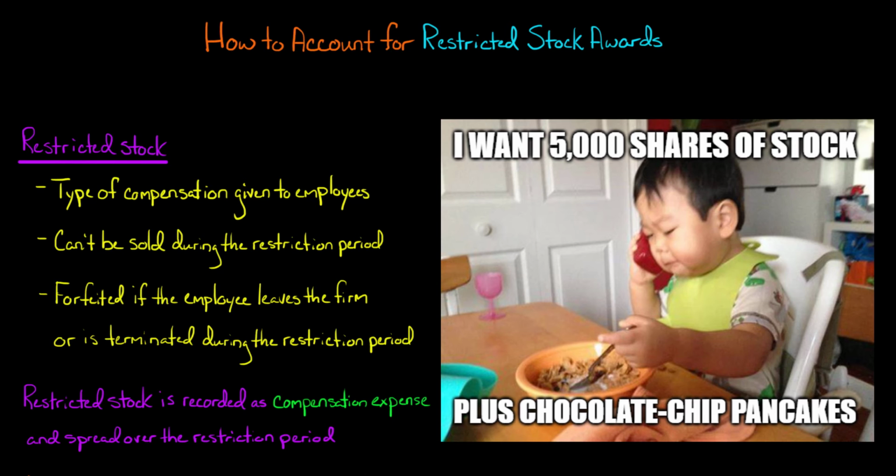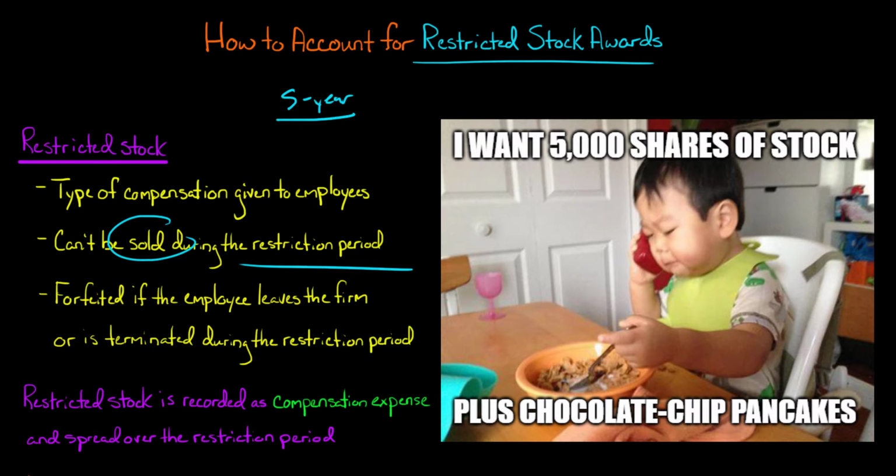In this video, I want to talk about how to account for restricted stock awards. Restricted stock is a type of compensation that companies give to their employees, typically to the CEO, the CFO, and other executives. It's restricted in that it can't be sold during the restriction period. So if you give a CEO restricted shares with a 5-year restriction period, that means that the CEO can't sell the shares, transfer them, or get any money for them for 5 years.